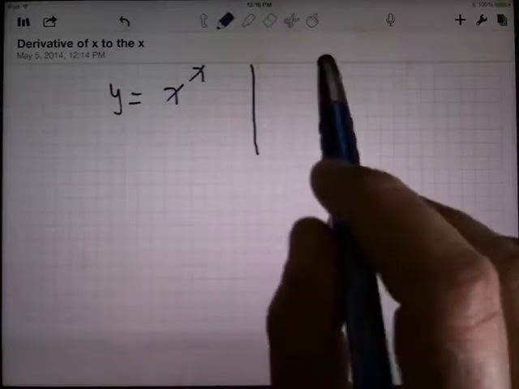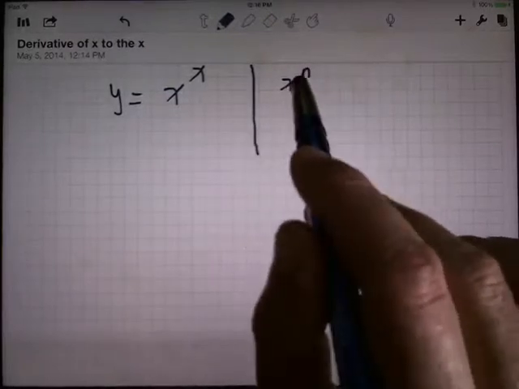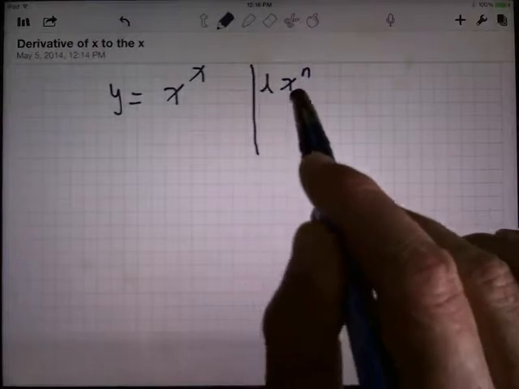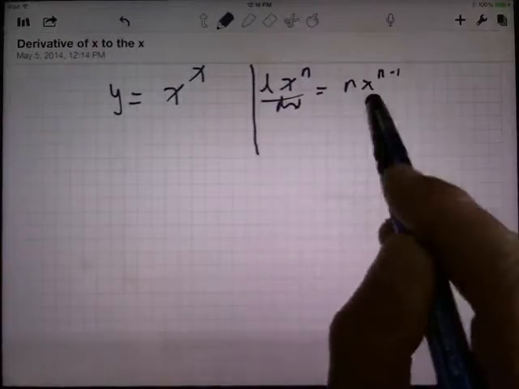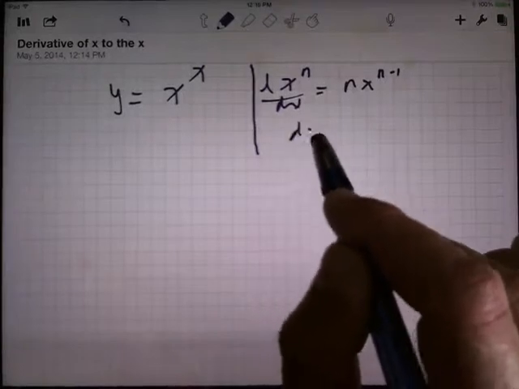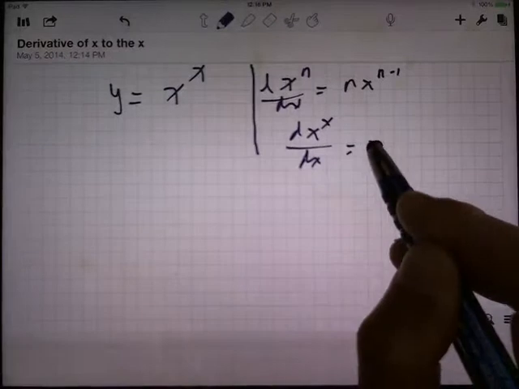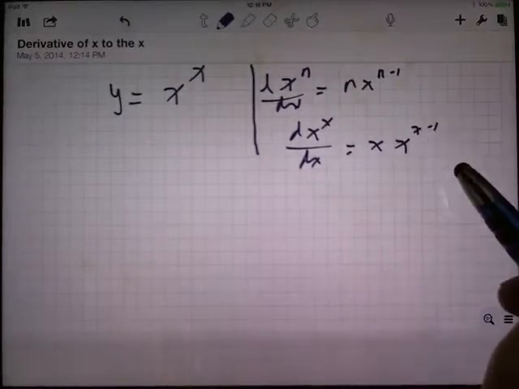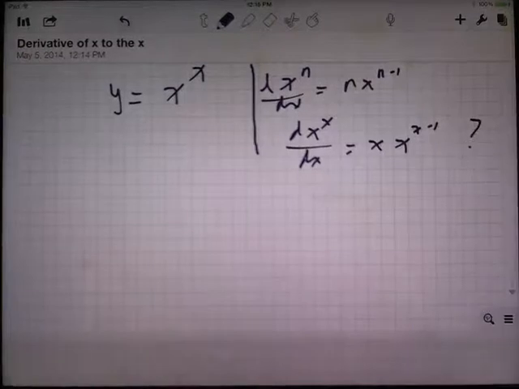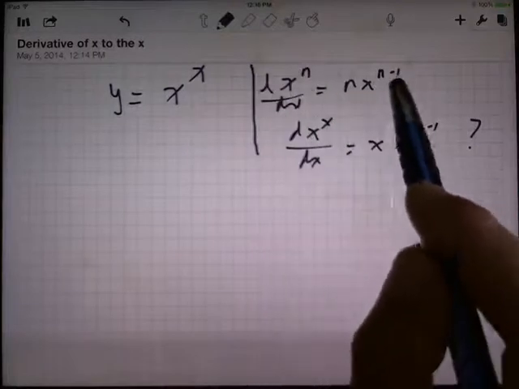Now, some people say, oh, that looks like a power rule. That looks like an x to the n. And so the derivative of x to the n, they know, is nx to the n minus 1. So they look at this thing and they say, oh, the derivative of x to the x should be x times x to the x minus 1. Right? Just treat them just like that. The n comes down in front and you subtract 1.